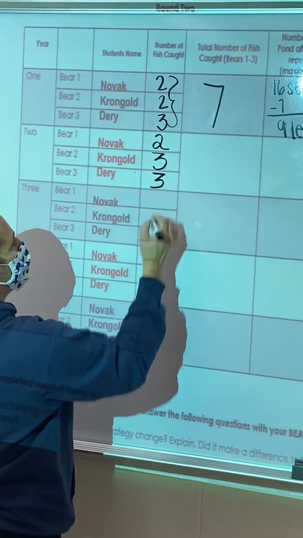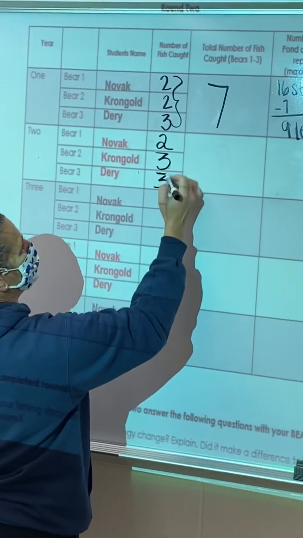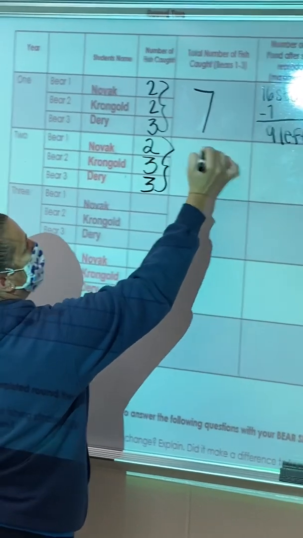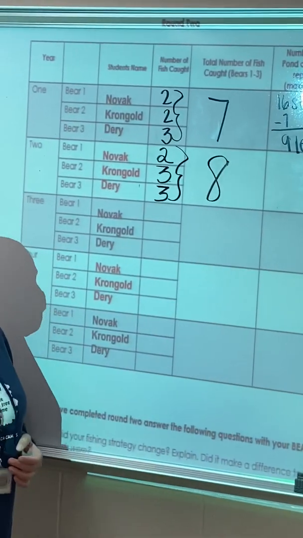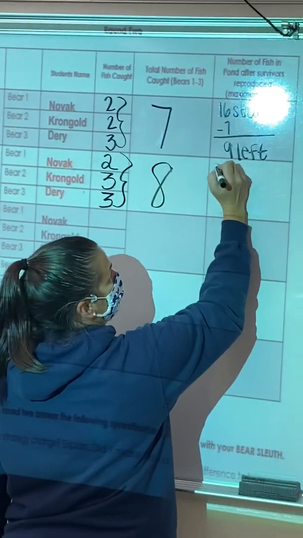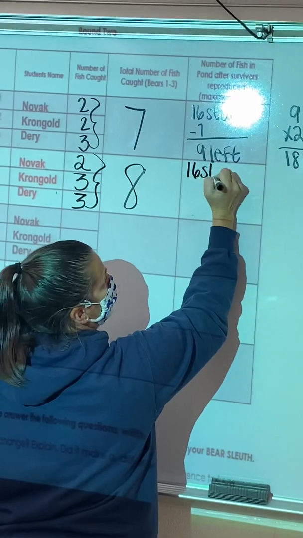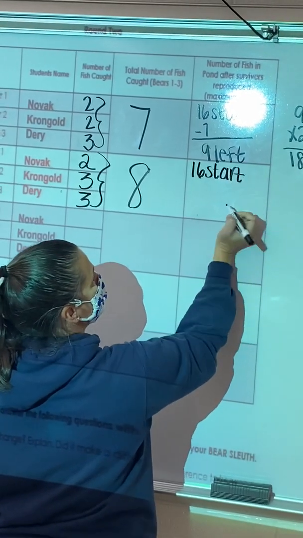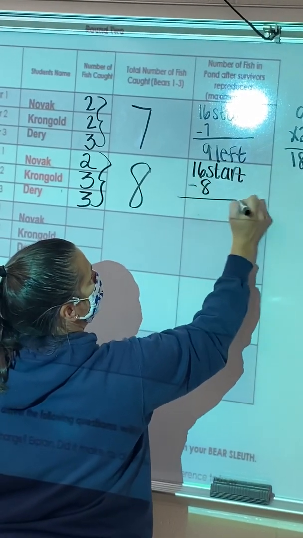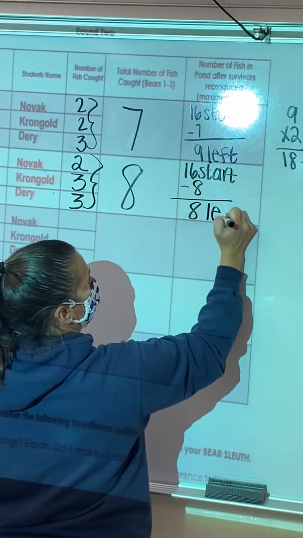All right, so this time what we're gonna do is add these numbers up. So we took a total of 8 fish from the pond this year. So let's take a look. We started with 16 fish because that was our maximum. We took 8 out. That left us with 8 fish left.